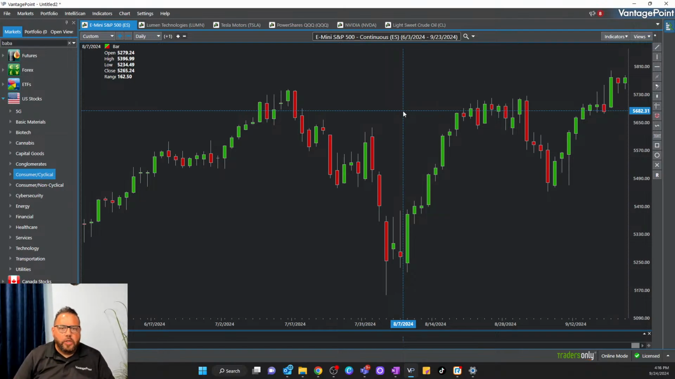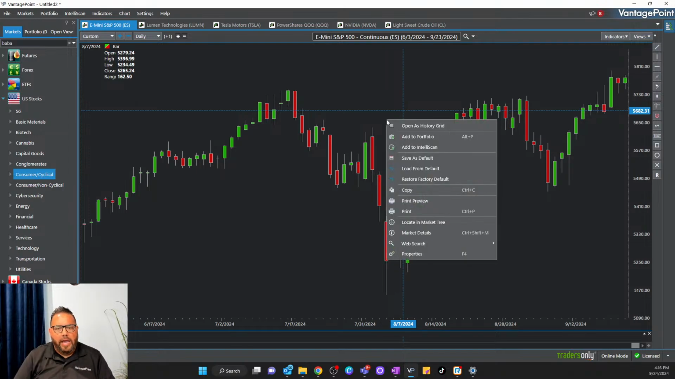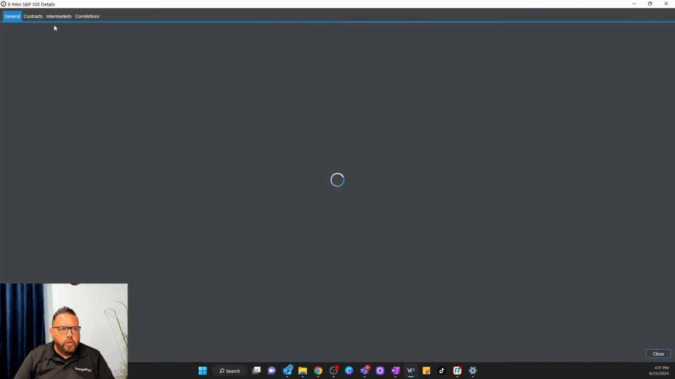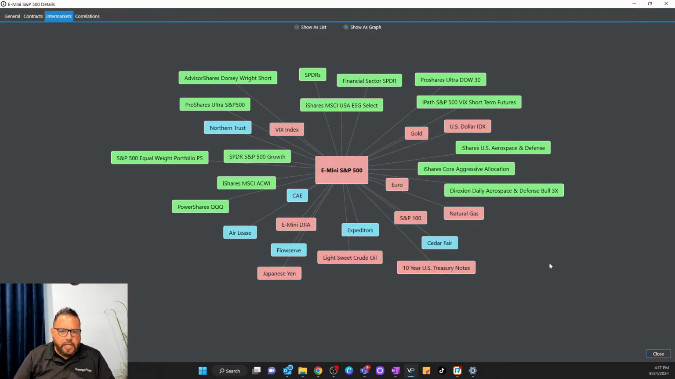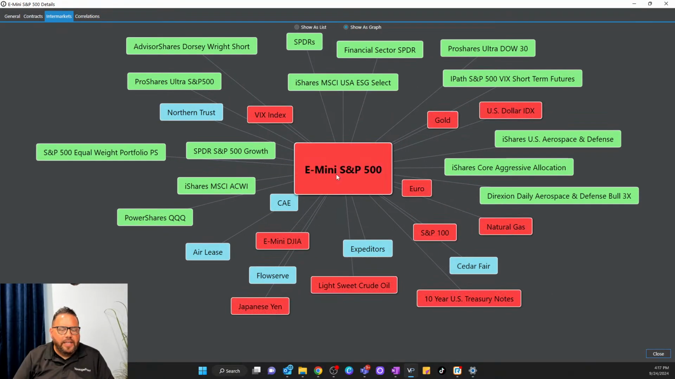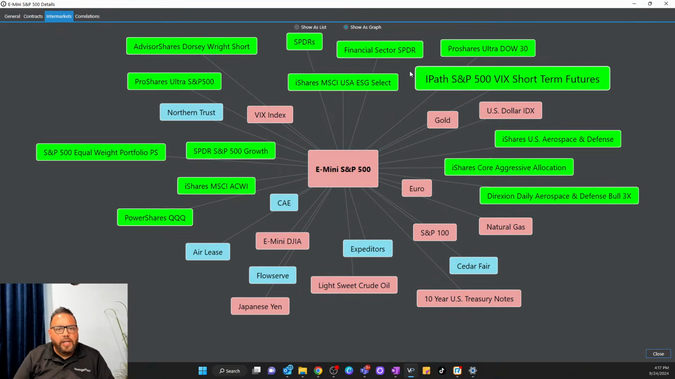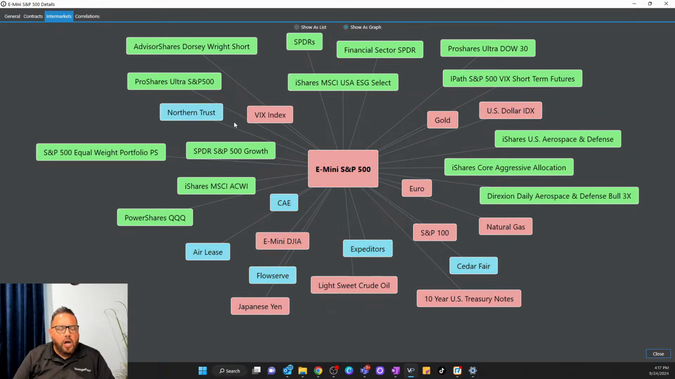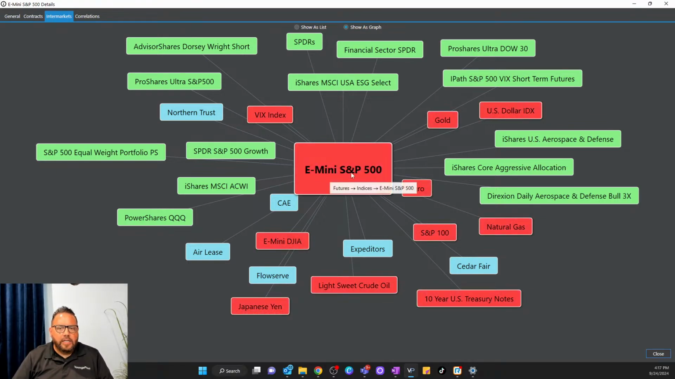Now I'm going to walk through step by step how I add the artificial intelligence. The first thing I want to show you is what the artificial intelligence is doing. I use the AI in VantagePoint to identify the S&P 500 and figure out what is influencing the price of the S&P 500. What you're seeing on the screen right now is what we call intermarkets. The AI has gone out and analyzed over 10,000 markets around the world, billions of data points, and figured out what influences the price of the S&P 500.